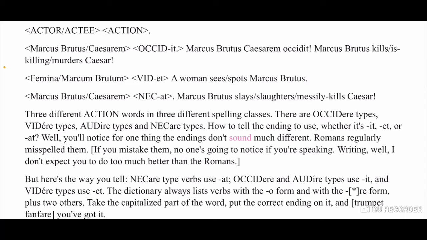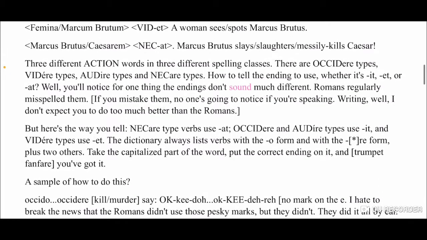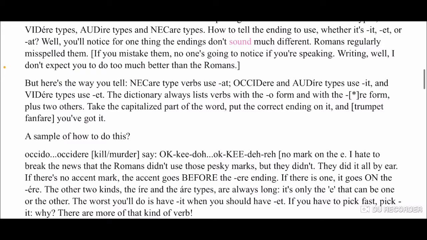How do you tell the ending to use, whether it's IT, ET, or AT? Well, you'll notice for one thing, the endings don't sound much different. Romans regularly misspelled them. If you mistake them, no one's going to notice if you're speaking. Writing, well, I don't expect you to do much better than the Romans. But here's the way you tell. Necare types of verbs are AT. Occidere and audire types use IT. And videre types use ET.